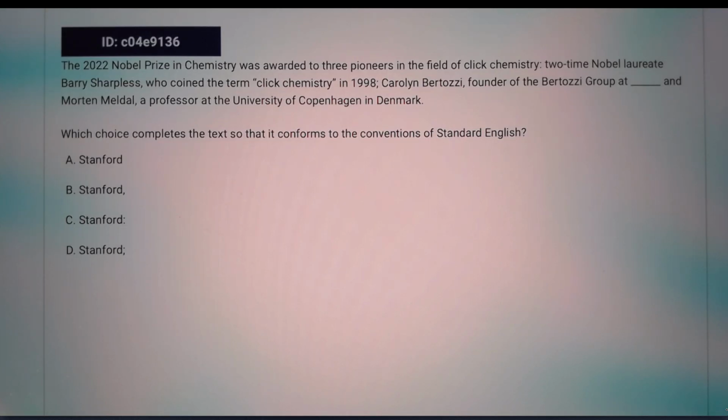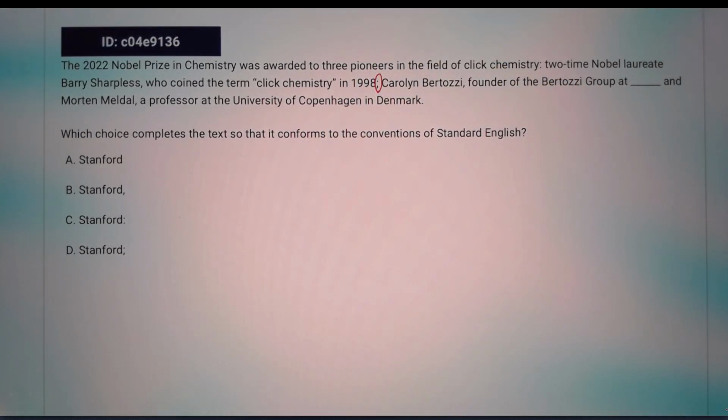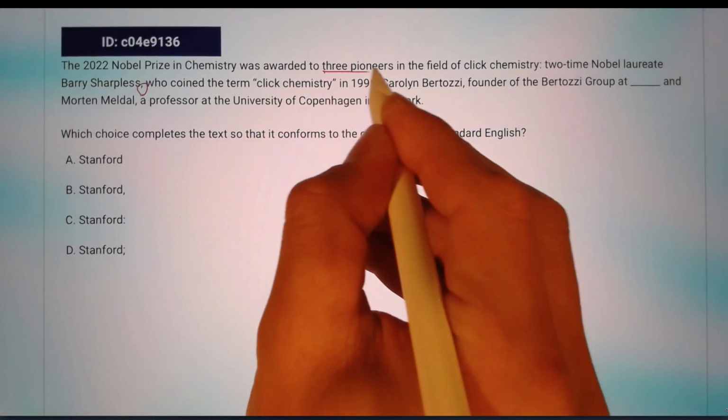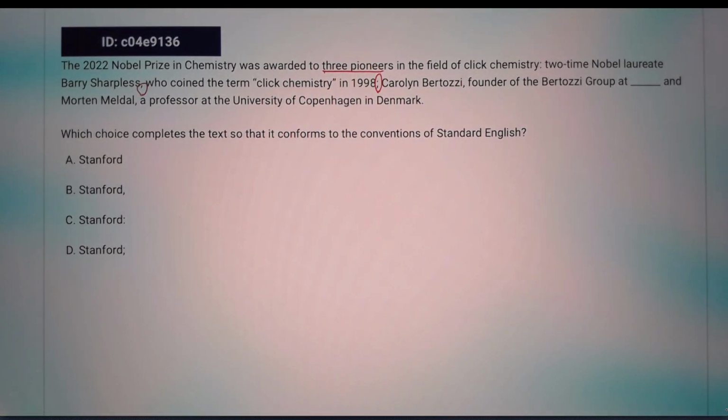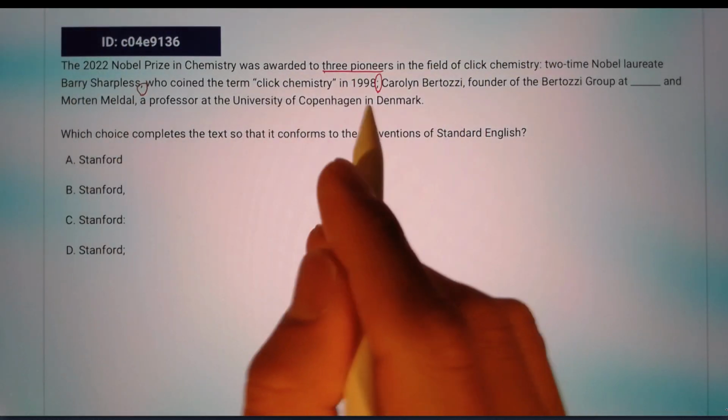Now pay attention to the semicolon here. So I'm gonna circle it. Okay, and pay attention to the comma here. We mentioned earlier about three pioneers, so we have this complex series, and we need to separate the broad category from the more specific part that describes it, such as a comma here. So please keep that in mind when you see, or kind of predict that when you get this kind of question. Caroline Bertozzi. So clearly we're distinguishing Barry Sharpless and Caroline Bertozzi.